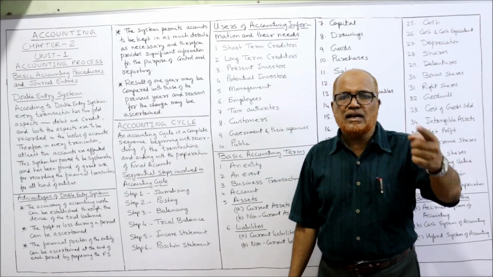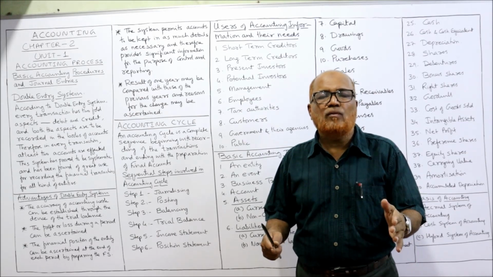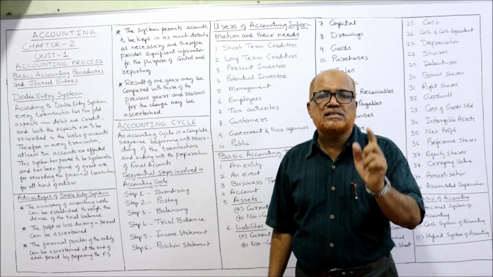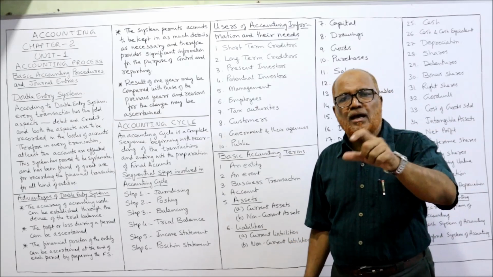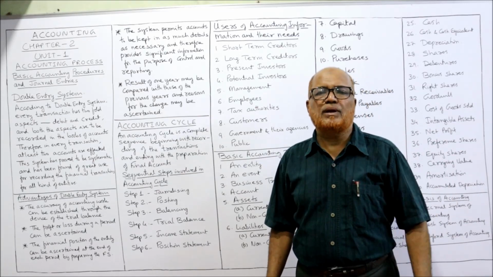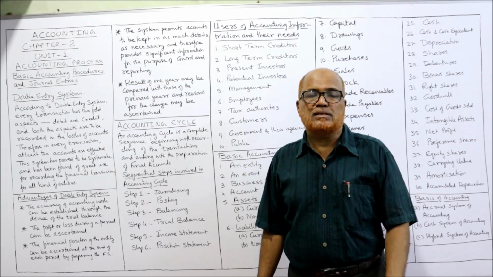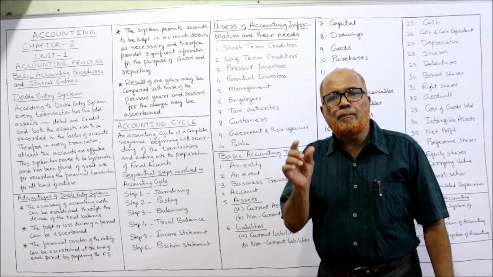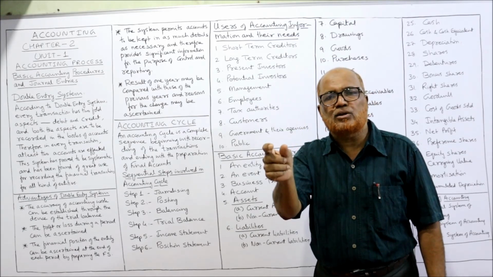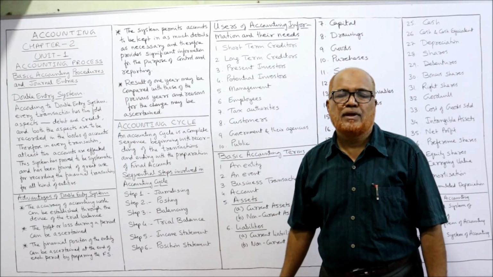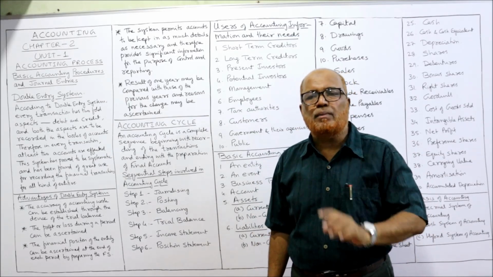Then balancing. This journalizing and posting will be continued throughout the year. At the end of the year, we find out the balances in accounts. In some accounts, the debit and credit balances will be equal. That means the account is closed. But in many accounts, we will have a balance. The balance means the difference between the debit total and credit total of an account. So some accounts may show a debit balance, some accounts may show a credit balance.